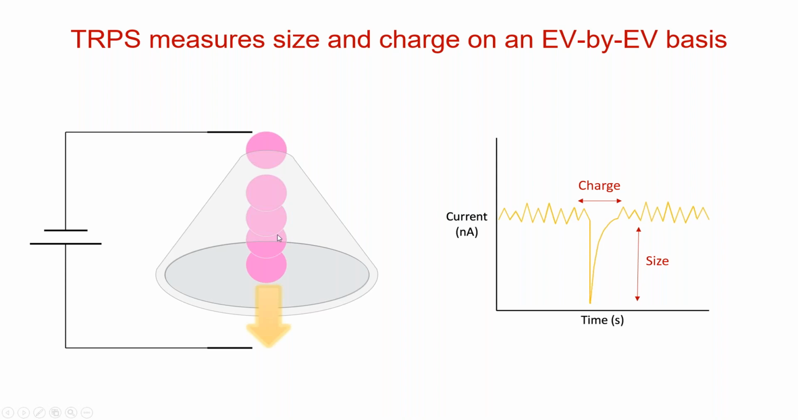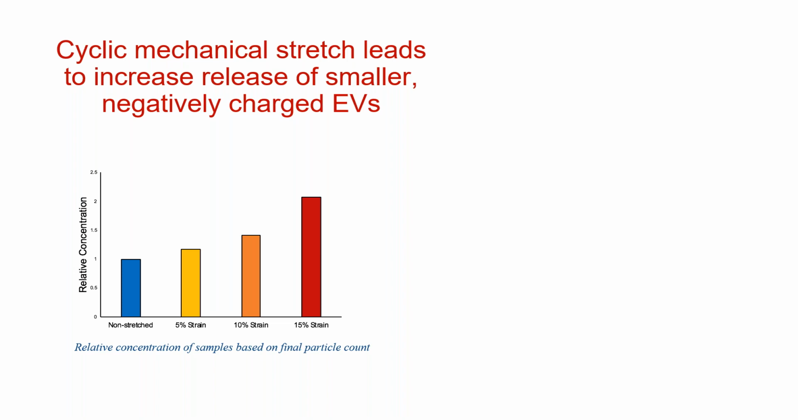The amount by which they disrupt the current, the amount of volume in this pore they take up as they go through, tells us something about their size. So it's a really nice vesicle by vesicle quantification system that we have, and we're trying to play around with this to really understand unique properties of calcifying vesicles versus other vesicles in our system.